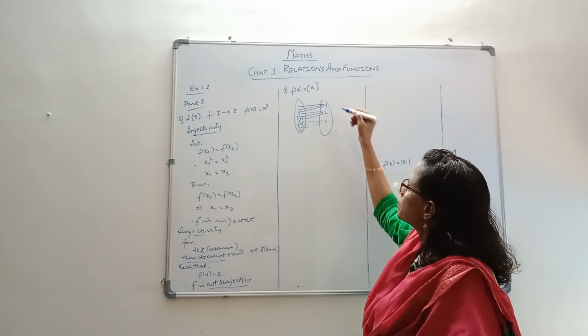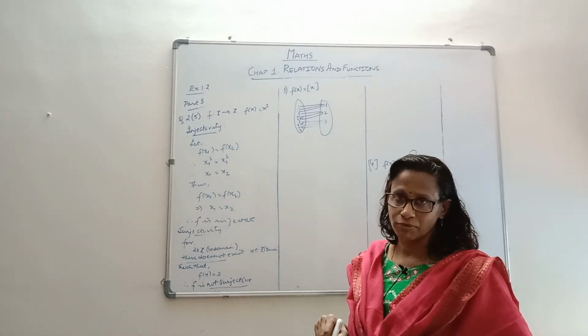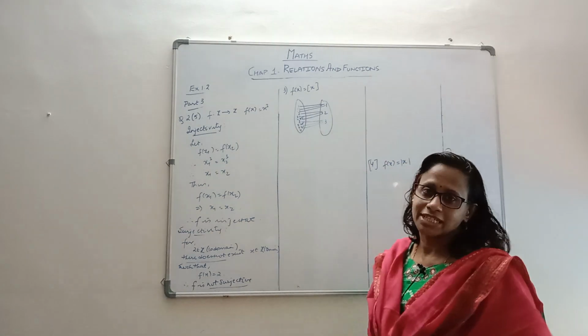So what happens is, when we observe this, first of all, so many elements are going to one element. That is not allowed for 1 to 1. And another thing is, only the integer elements are related.